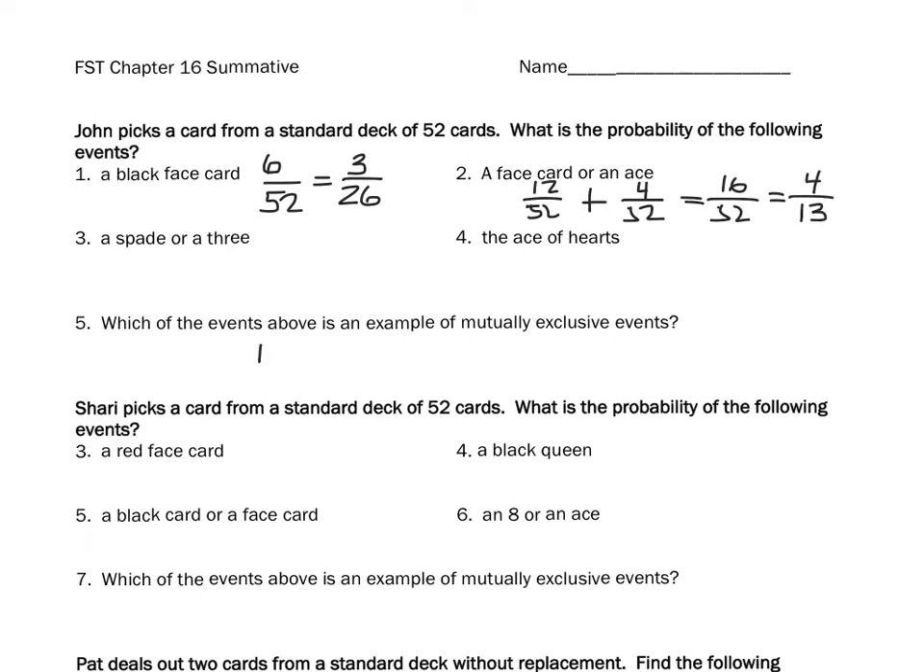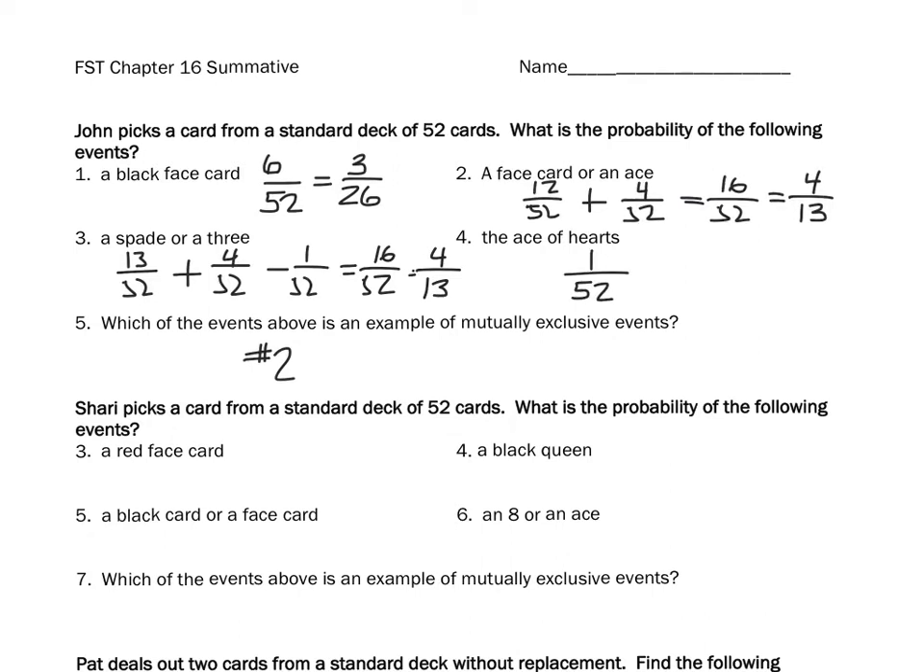And so going down here, number 2 is an example of mutually exclusive. A spade or a 3, so we're still going to add. A spade is 13 out of 52. A 3 is 4 out of 52. But there is one card that is both a 3 and a spade. So I do my subtraction, I reduce, and it'd be 4/13. The ace of hearts, there's 52 cards in the deck, there's one ace of hearts, so it's just 1 out of 52.